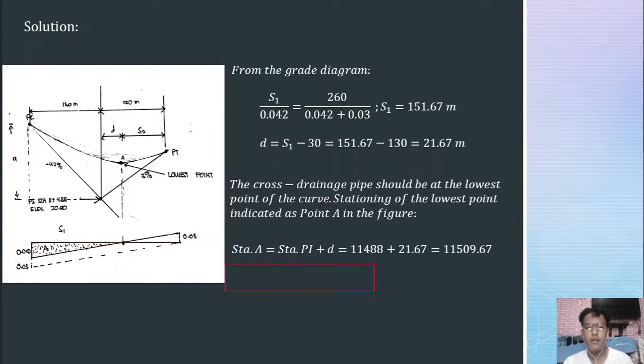So we have to find the stationing at A, which is equal to stationing at PI plus D. So we have to substitute the values, which is 11,488 plus 21.67, which is D. We can get 11,509.67. So the stationing at A is equal to 11 plus 509.67.